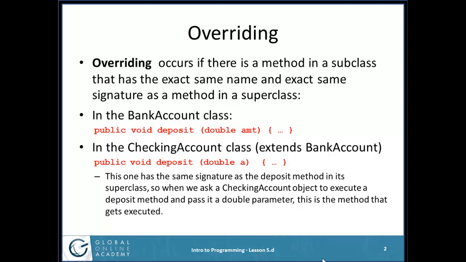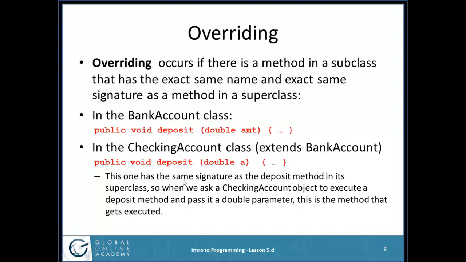So let's say in the bank account class, we have a method called deposit. And deposit takes one double parameter. In the checking account class, which extends bank account, suppose we have something called deposit that takes one double parameter. Notice I've called the parameter by a different name, but these have identical signatures. Java knows if you're passing something into deposit and you put in 100.0, oh, that's a double, and I'll bind it to the variable a. Or that's a double, and I'll bind it to the variable amt. These have the same signature.